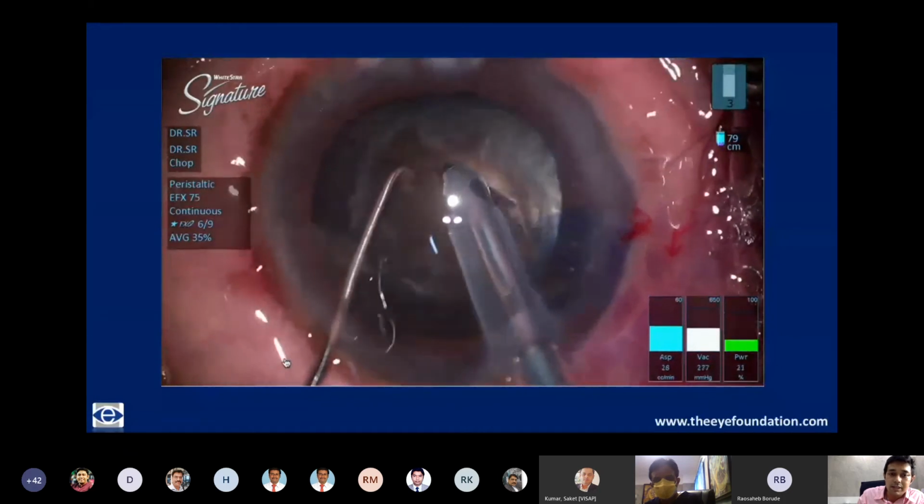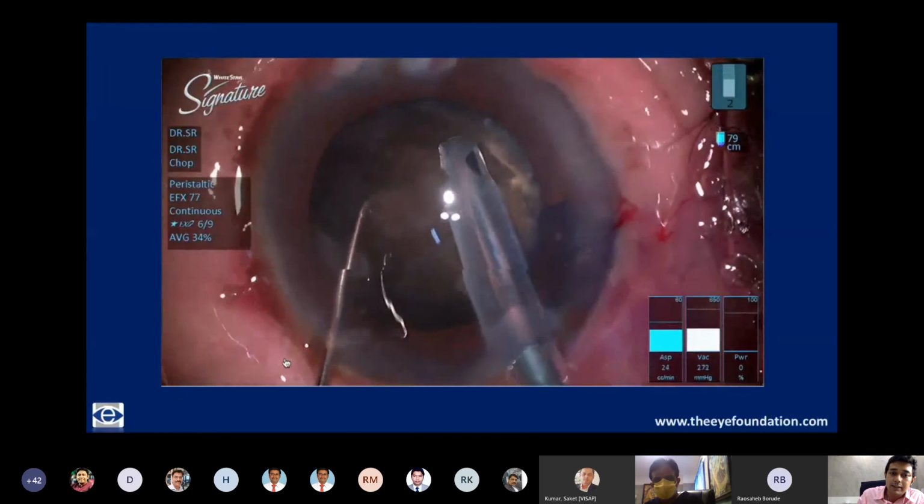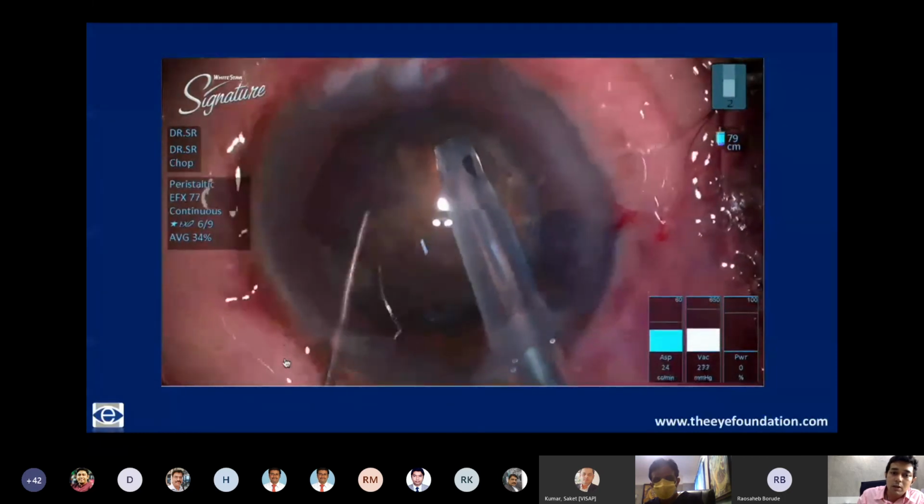We're literally revising the steps which we saw in the previous video, but this is a slightly denser, more leathery cataract, and therefore it may not come in one go.